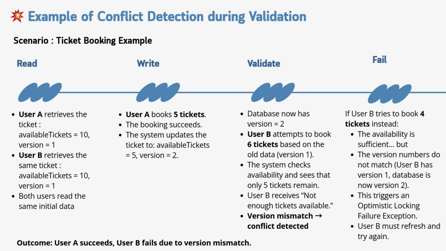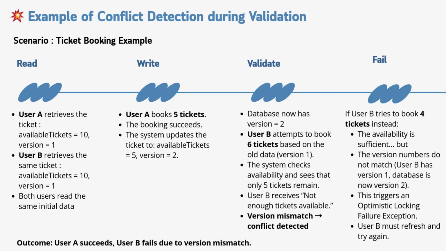In step 3, user B is still working with the old data. When user B tries to book tickets, two possible conflicts may happen. Case 1: user B books 6 tickets, so the system checks the availability of the tickets, but there are not enough tickets. The transaction will fail immediately. This is an availability conflict, not a version conflict yet.